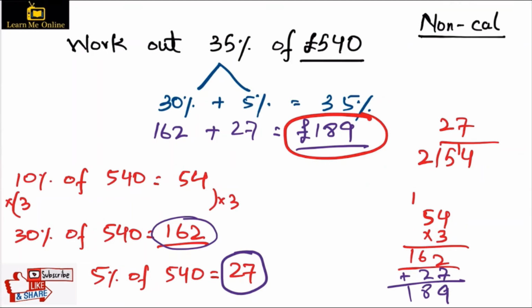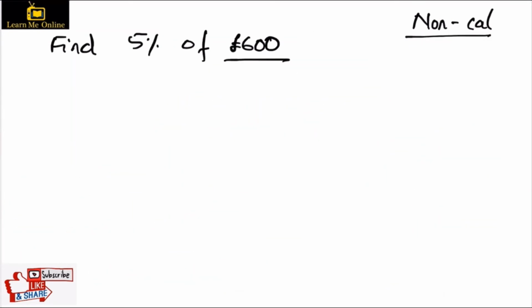Now we're going to look at the next example. So in the next example, they're asking for 5% of 600. To get 5% of 600, it's very simple. First, we're going to look for the 10% of 600. So the 10% of 600 would be just dividing the number by 10. So that would be 60.